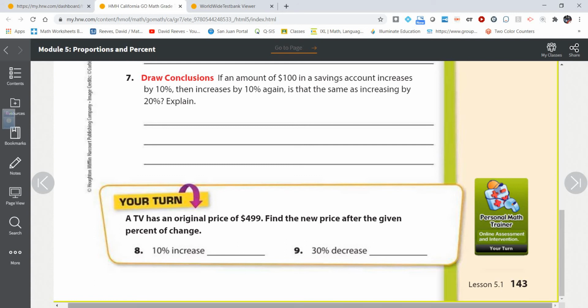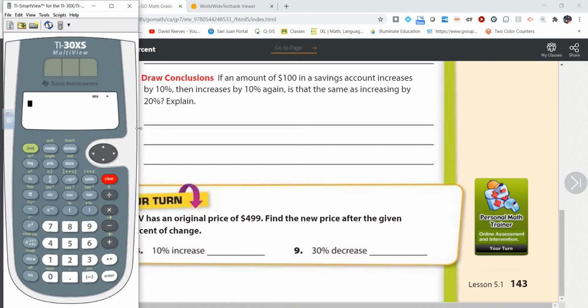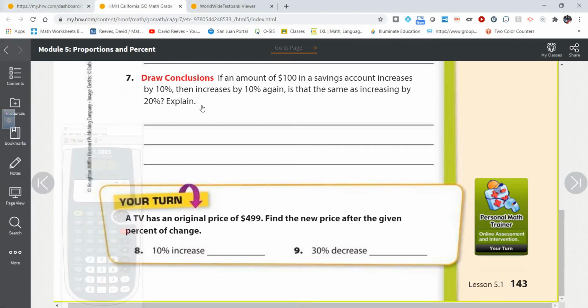I do want to let you know that for what we're doing, I will be using a calculator and strongly encourage you to do the same. Certainly all this could be done without a calculator, but it's going to take a lot longer. So make sure you have a calculator available and that you know how to use it, and I will be modeling that for you.